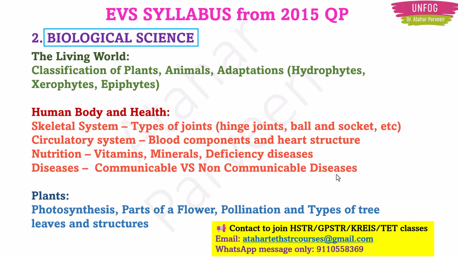Then we have plants. In plants, we have the most basic concept, photosynthesis, right? How is a plant preparing its own food? So we'll study about photosynthesis. And then plants have flowers and leaves, right? So we'll study about the parts of a flower, the types of leaves on the plants and trees, and what are the structures of those leaves. And we'll also study about pollination, okay? That's how reproduction occurs in plants. This is the biological science or the biology part of the EVS syllabus.